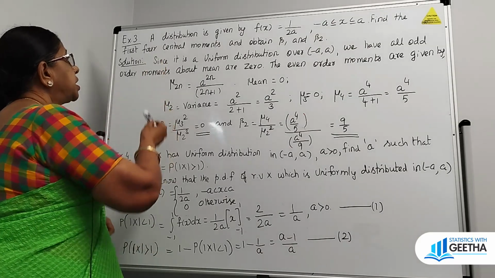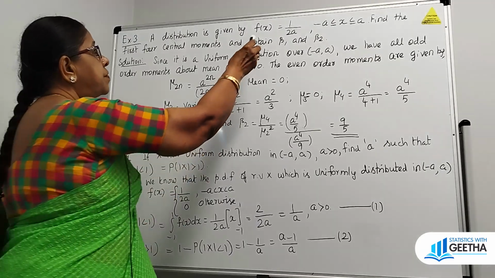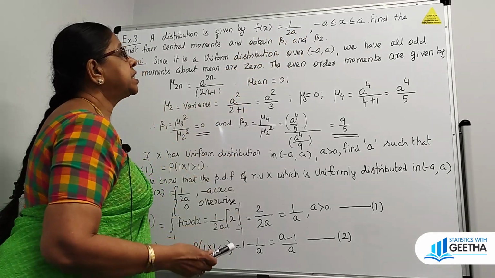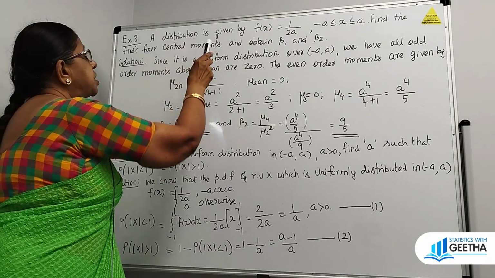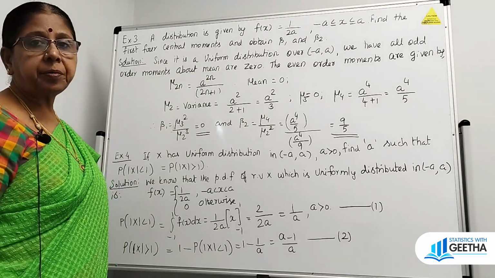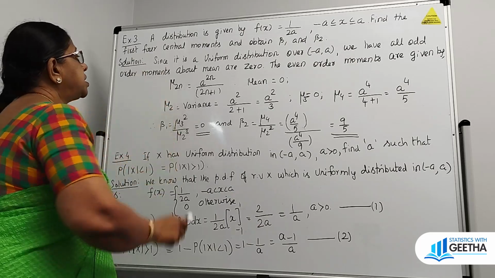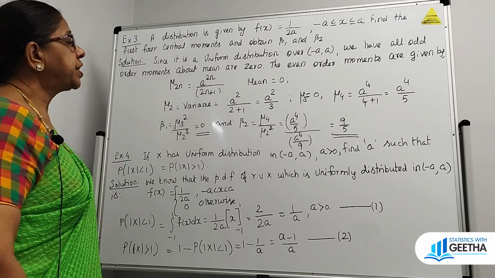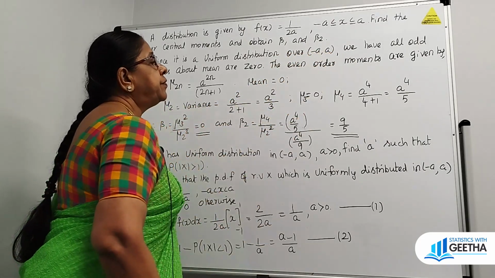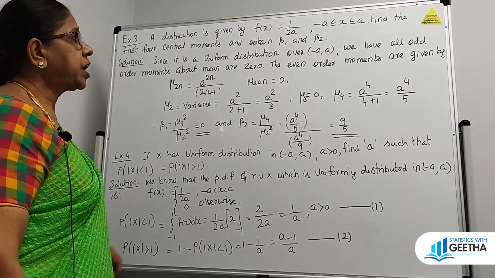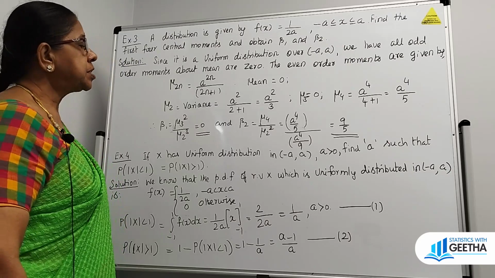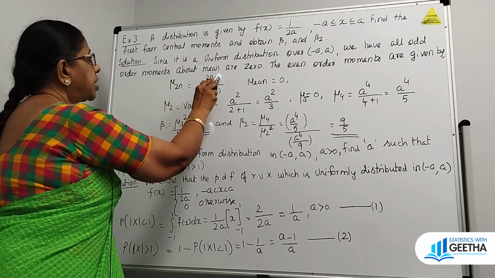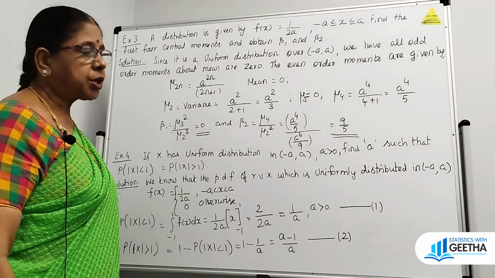அடுத்தது எக்ஸசைஸ் நம்பர் 3. A distribution is given by f of x equal to 1 by 2a where minus a less than or equal to x less than or equal to a. Find the first 4 central moments and obtain beta 1 and beta 2. Solution பாருங்க. Since it is a uniform distribution over the interval minus a comma a, we have just proved we have all odd order moments about mean are 0. The even order moments are given by the relation mu 2n equal to a power 2n by 2n plus 1.